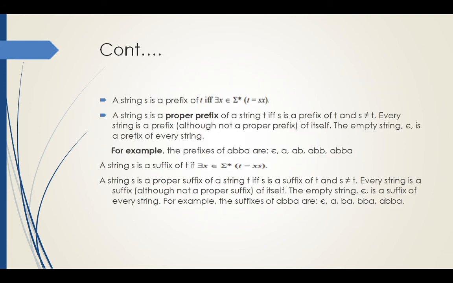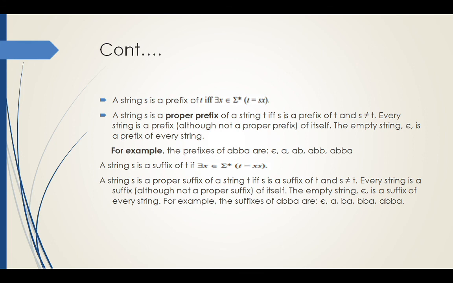Next, a string S is a prefix of T if and only if there exists X belonging to the alphabet star where T equals Sx. So here the prefix S is always followed by a given string X. Okay. So a string S is a proper prefix of a string T if and only if S is a prefix of T and S should not be T here.